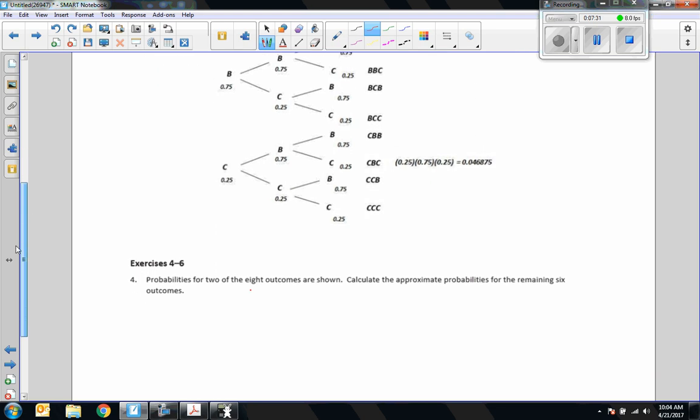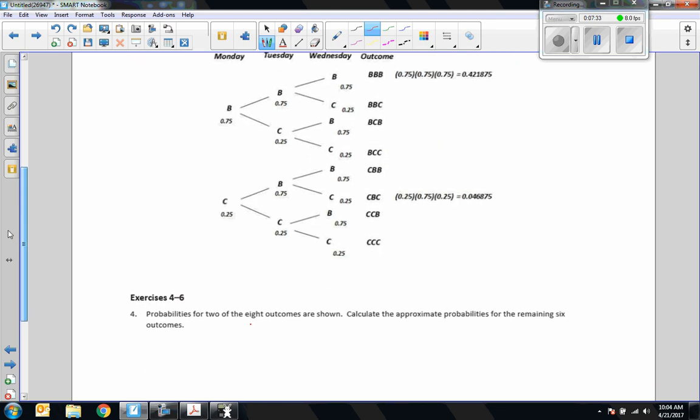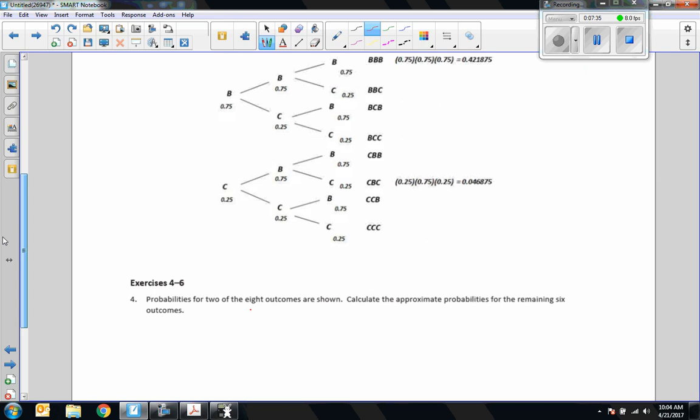So we're now going to do exercises 4 through 6 using these outcomes. Number 4 says, probabilities for 2 of the 8 outcomes are shown. Okay, this one and this one are done for us. Calculate the approximate probabilities for the remaining 6.